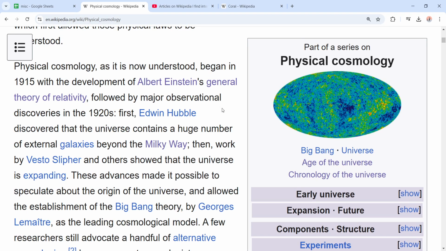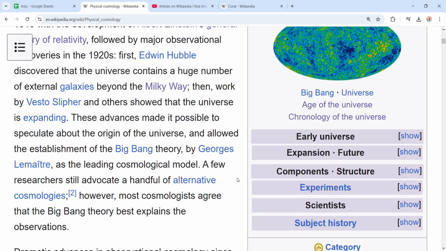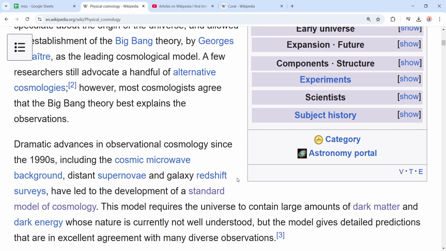First, Edwin Hubble discovered that the universe contains a huge number of external galaxies beyond the Milky Way. Then, work by Vesto Slipher and others showed that the universe is expanding. These advances made it possible to speculate about the origin of the universe and allowed the establishment of the Big Bang Theory by Georges Lemaitre as the leading cosmological model. A few researchers still advocate a handful of alternative cosmologies. However, most cosmologists agree that the Big Bang Theory best explains the observations.